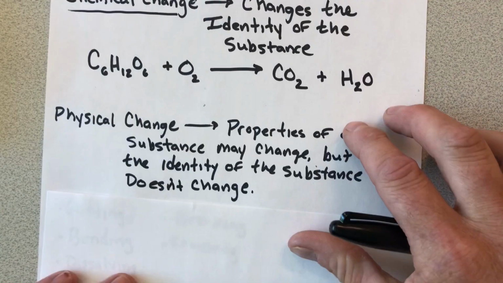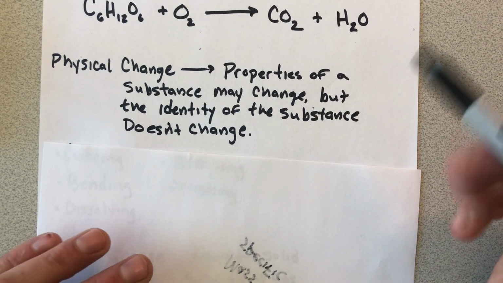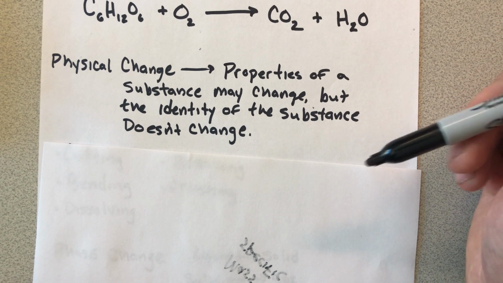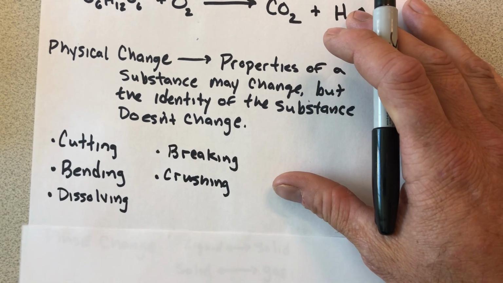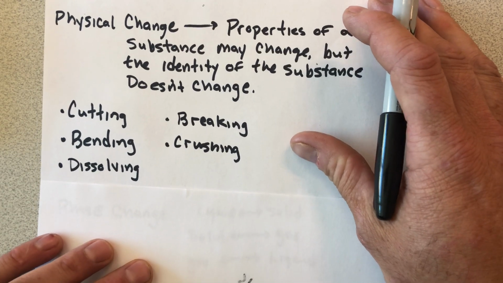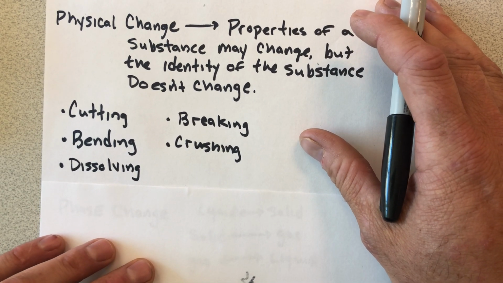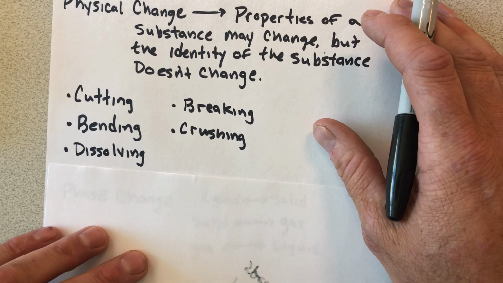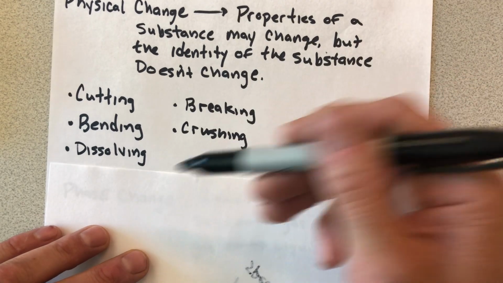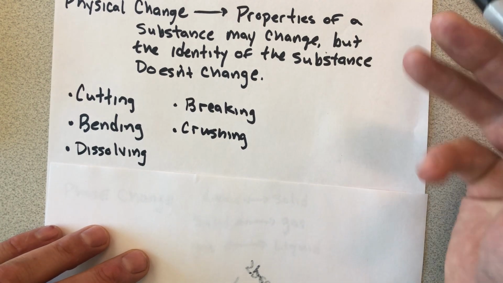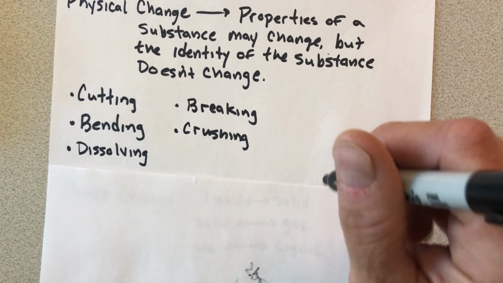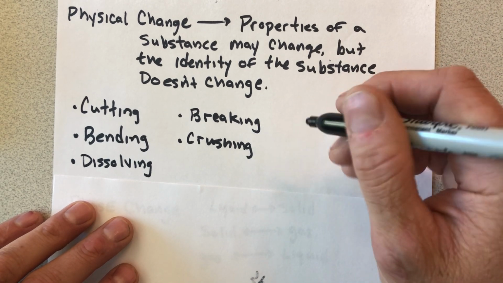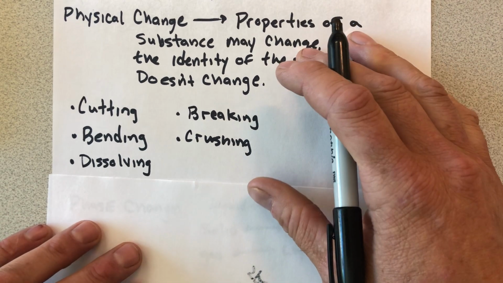Okay, physical changes, these can be really cool as well. The properties of a substance might change, but the identity of the substance doesn't. There's just a million of these you could probably come up with, but things like cutting a piece of paper in half obviously doesn't change what that stuff is made of. Bending a piece of metal doesn't really change the metal, of course. You can dissolve a substance in water, it doesn't change it. Break something, crush something, and there's just a million more that you could probably come up with. But the idea is that you don't really fundamentally change the identity of the substance in a physical change.